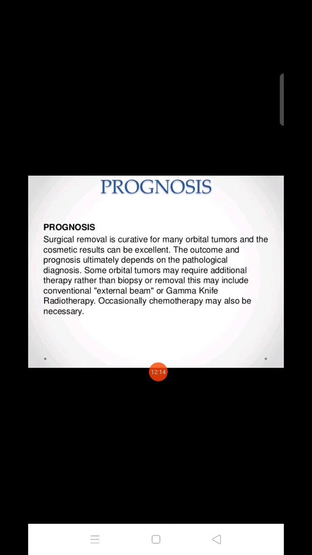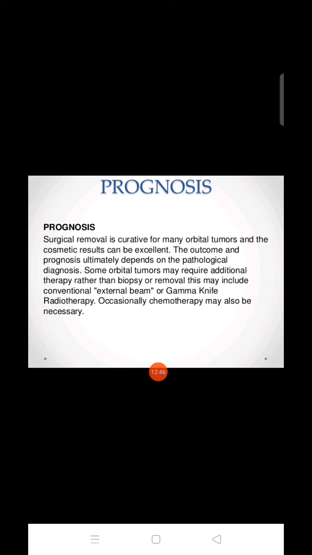Next, what is the prognosis? Surgical removal is curative for many orbital tumors and the cosmetic result can be excellent. The outcome and prognosis ultimately depend on the pathological diagnosis. Some orbital tumors may require additional therapy rather than biopsy or removal. This may include conventional external beam or gamma knife radiotherapy. Occasionally chemotherapy may also be necessary.